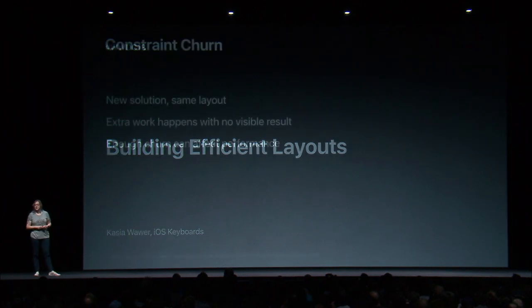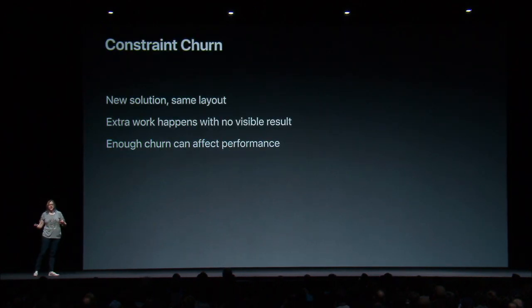All right, let's go back to constraint churn real quick here. Constraint churn, as we heard, happens when you change your constraints, but the actual views don't need to move. So you're sending extra work to the engine, and enough of that can affect your performance. So you tend to want to avoid it. So let's talk about how you might run into this problem and how you might get out of it.